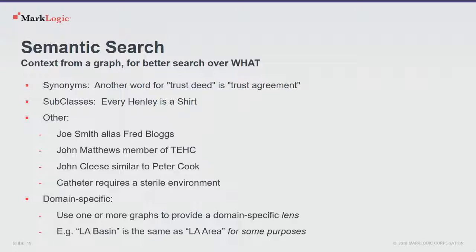These graphs can also be domain specific. So you can use one or more graphs at a time to provide a domain specific or a task specific lens over your search. So for example, one of our customers told us that LA Basin is the same as LA area for a particular task. For other tasks, they're not the same. So you can layer these graphs into each of your queries.